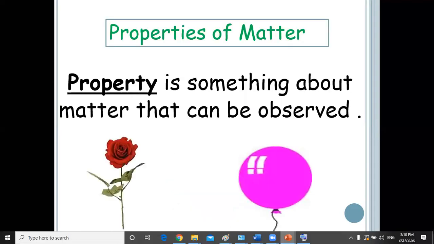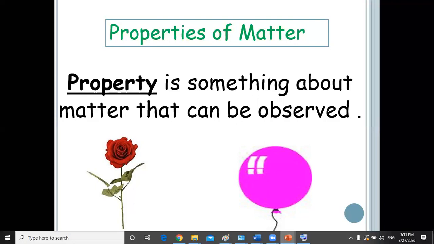But in our lesson today, we will talk about properties of matter. Okay, I want to ask you about this beautiful rose. Can you describe it? When I say, can you describe it, I mean, can you tell me what are the properties of this rose? Yes, great job. It has a nice smell. Wonderful. And what else? Yes, it's red. Great job. These are properties of this rose.